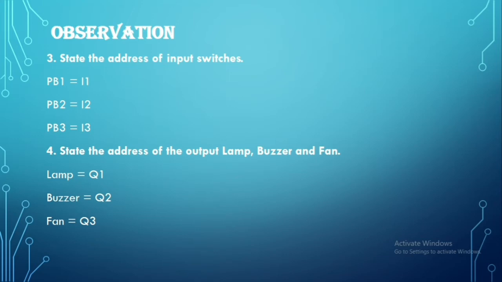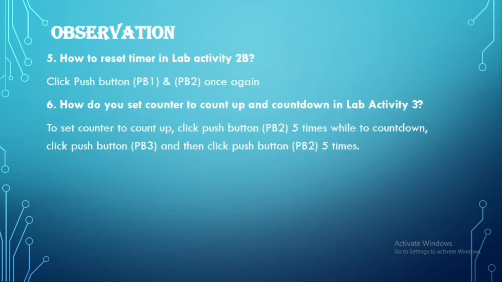For question number 4, state the address of the output lamp, buzzer and fan. For lamp, the address is Q1, buzzer Q2 and fan Q3. Question number 5, how to reset timer in lab activity 2B. Okay, we just need to click push button PB1 and PB2 once again.